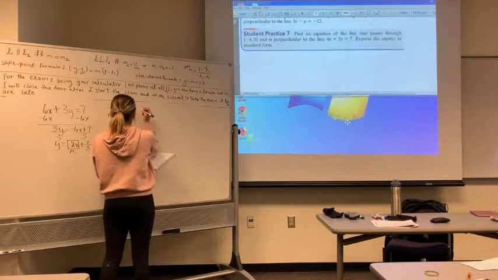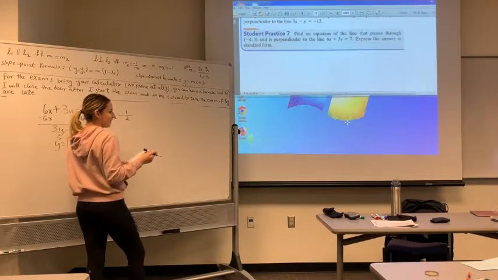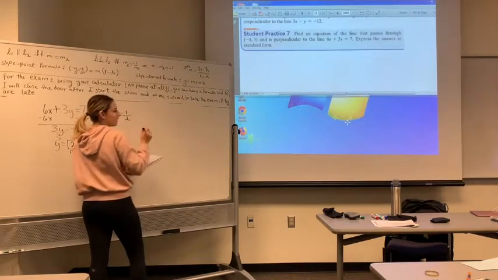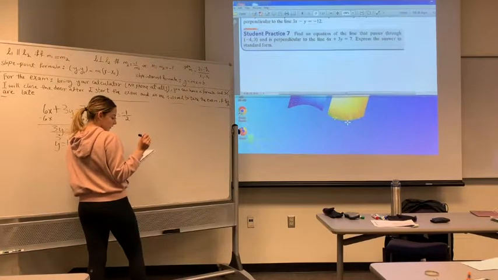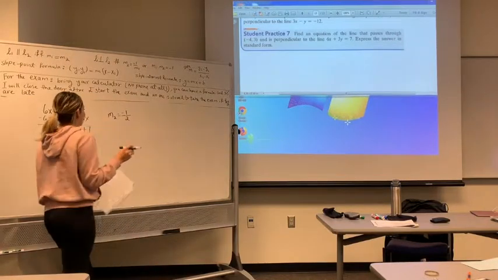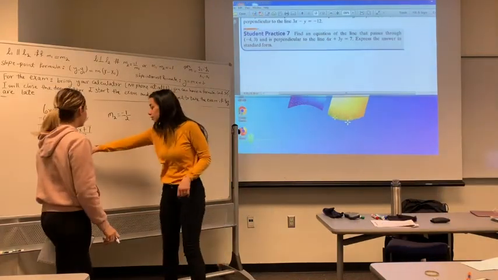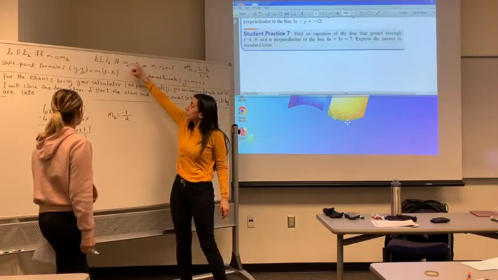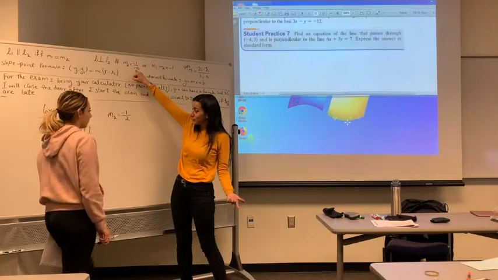Negative 1 over 2 or 1 over 2? Positive 1 over 2. Yes? Isn't that because it's a negative reciprocal of? No, it's a positive 1 over 2 because your slope was negative 2, correct? Look at the previous slope. Negative 1 over negative 2. So here is negative 2, correct? So, negative 1 over negative 2 is positive 1 over 2, right?